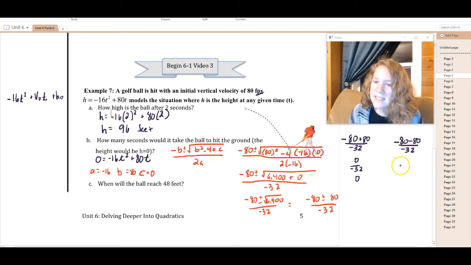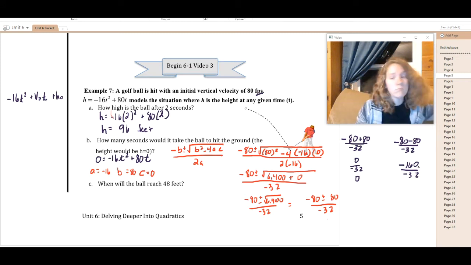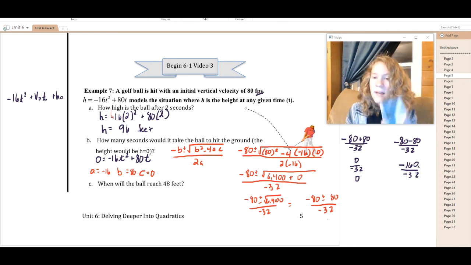Negative 80 minus 80 is negative 160 over negative 32. Negative 160. I should be able to do this in my head, but, you know, it's really early in the morning, and I haven't finished my coffee yet. It's still almost full because I've been talking too much. So when I divide that, I get 5.